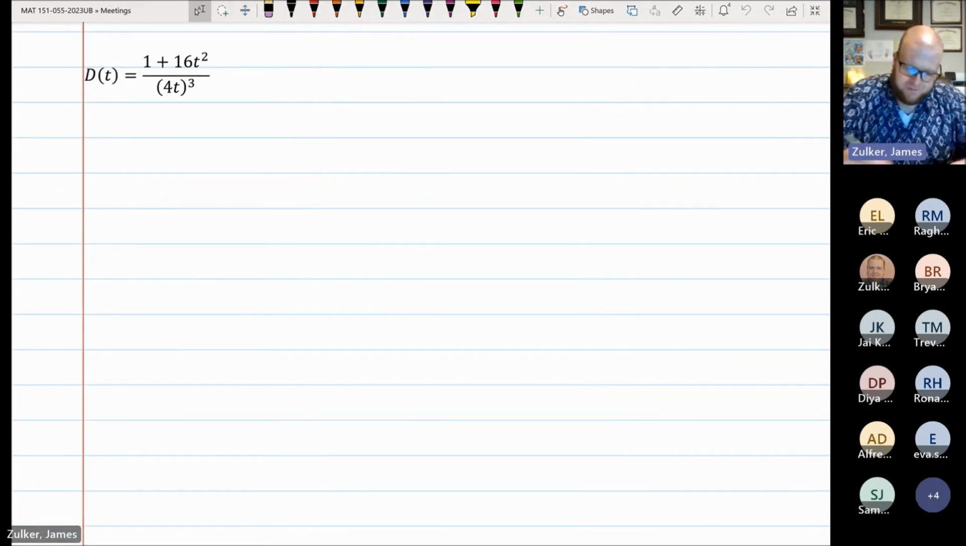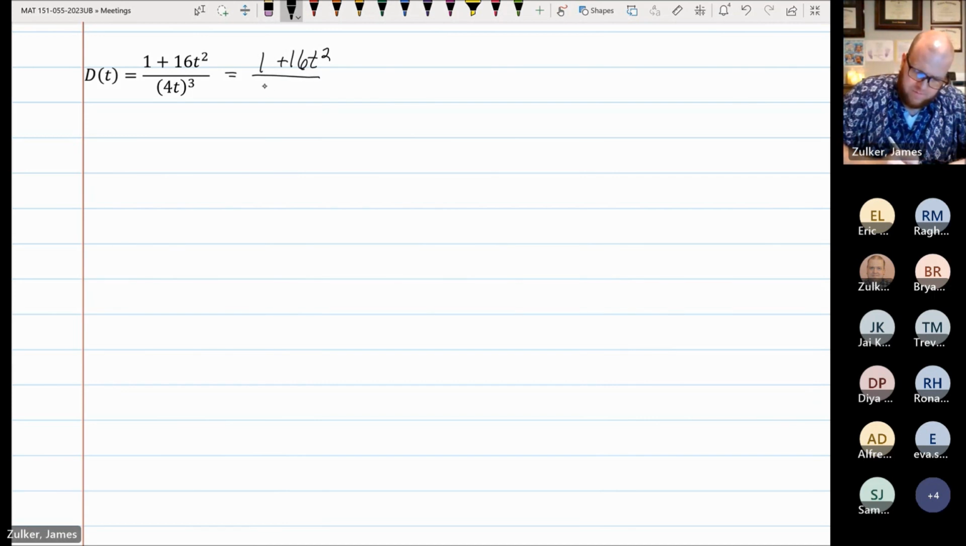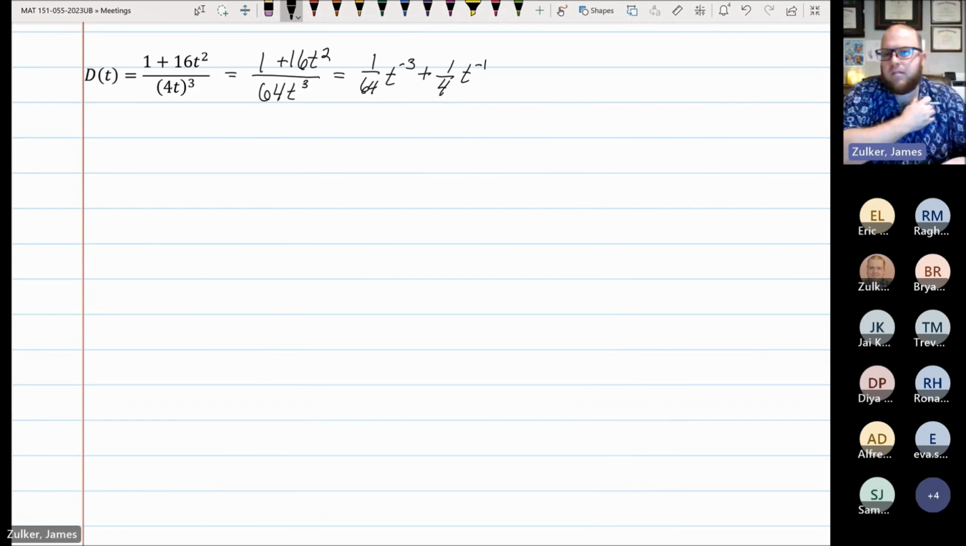We're going to have to rewrite this one as well. Right, 4 cubed is 64, fully simplified. We can write this as 1/64 t to the minus 3 plus 1/4 t to the minus 1.